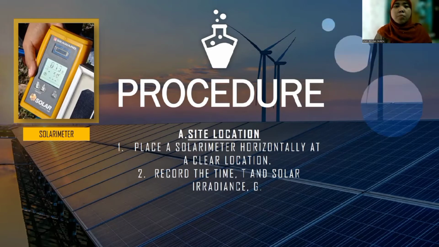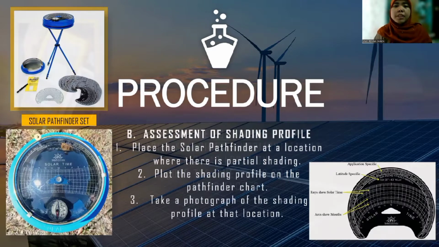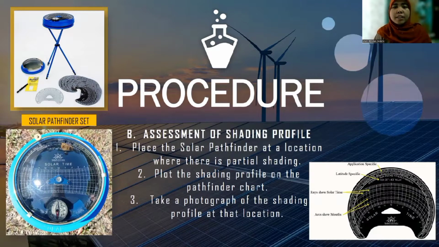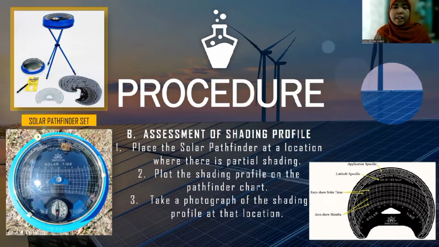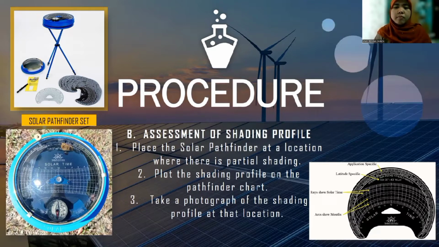Next, we move to part B, assessment of shading profile. Firstly, we need to place the solar pathfinder at a location that has partial shading. At the side of the slide is a picture of the solar pathfinder that we will use. Next, we will plot the shading profile on the pathfinder chart and take a photograph of the shading profile at the location. For a better image, I'll show you the video to set up the pathfinder.